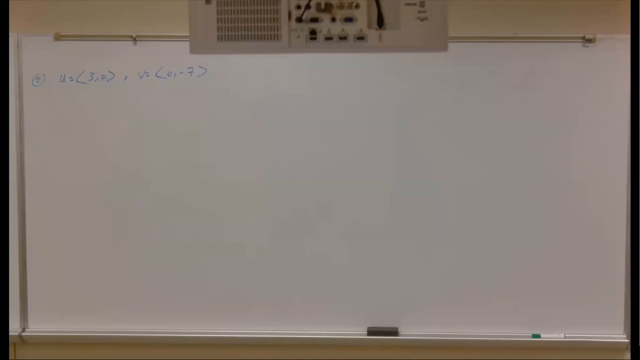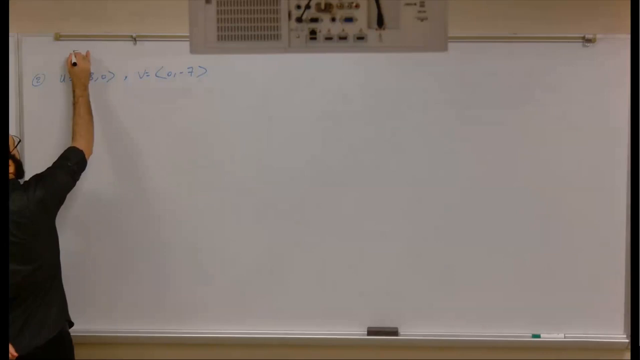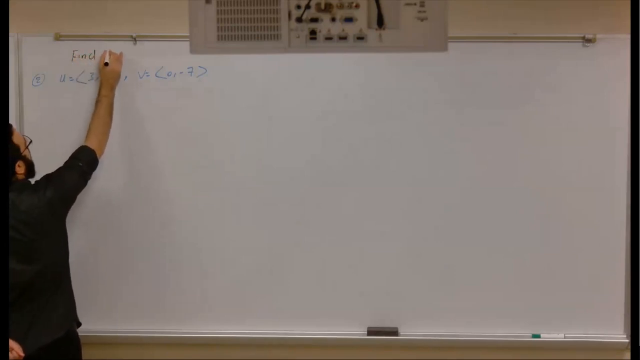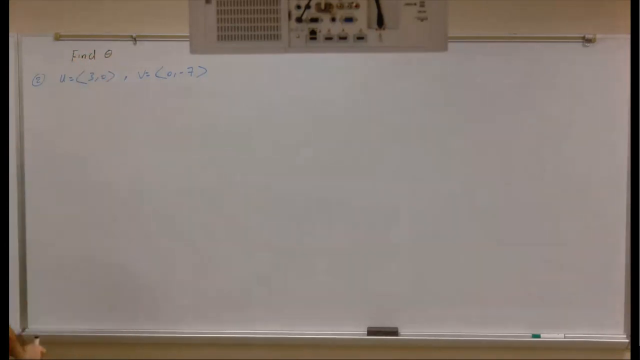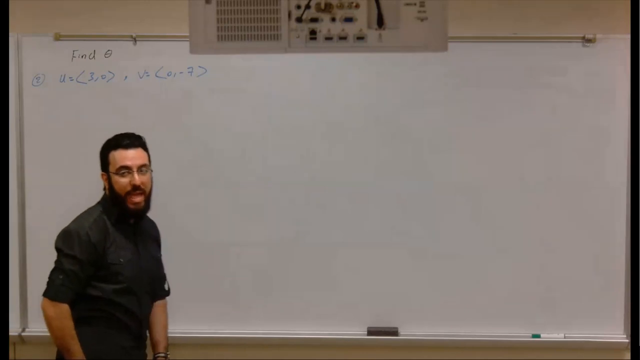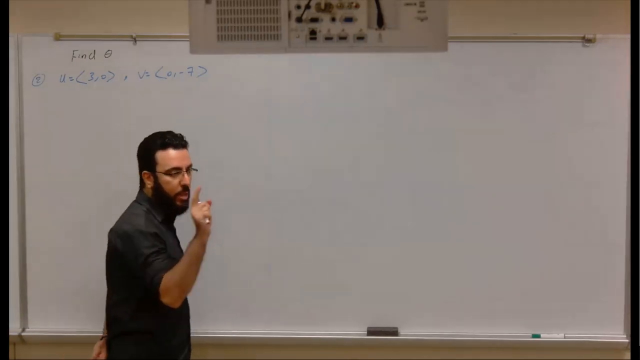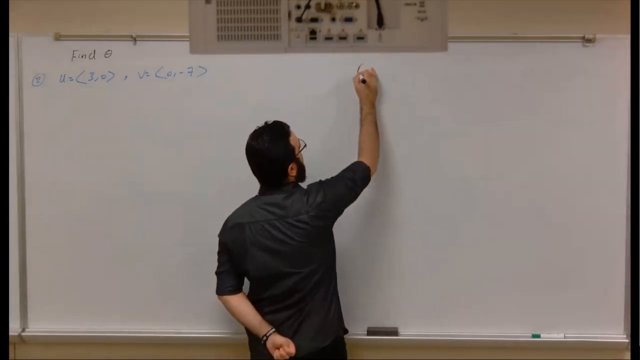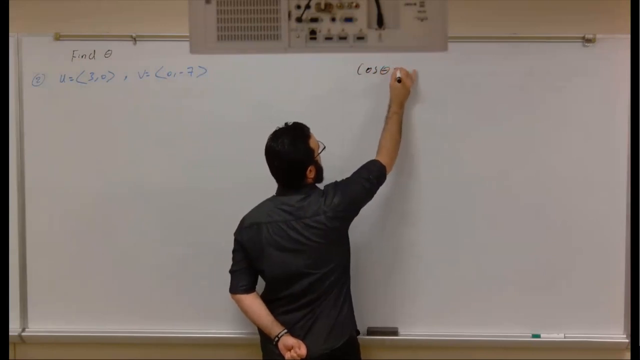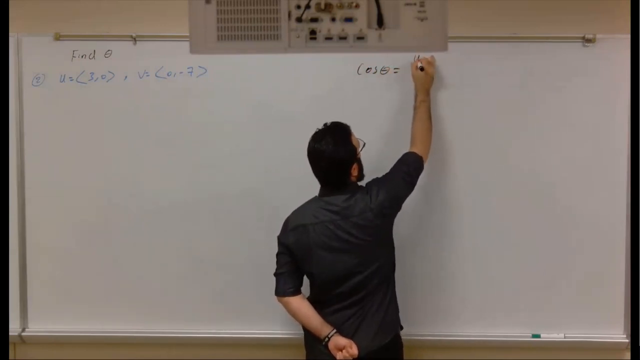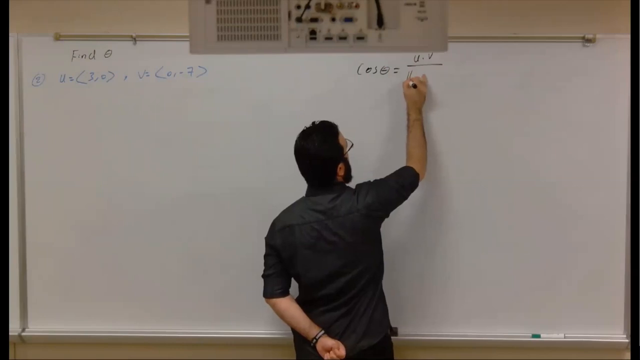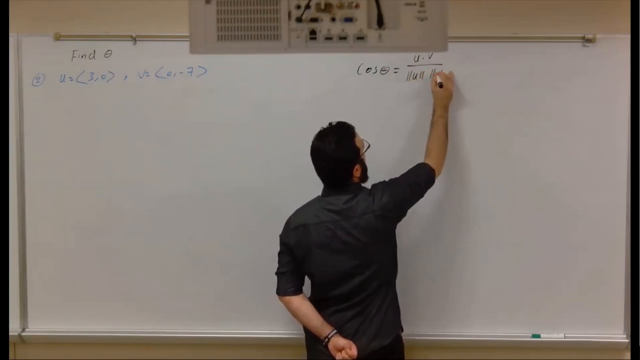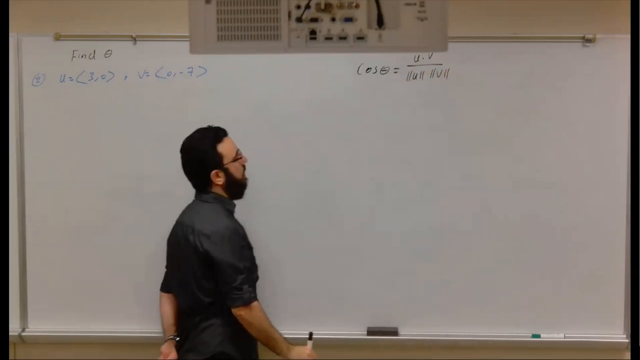So they ask you to find the angle theta. Because this is number one, here's the second example. When they ask you to find the angle, go ahead and write down the formula, which is the rule: cosine theta equals the dot product over the length of u times the length of v.